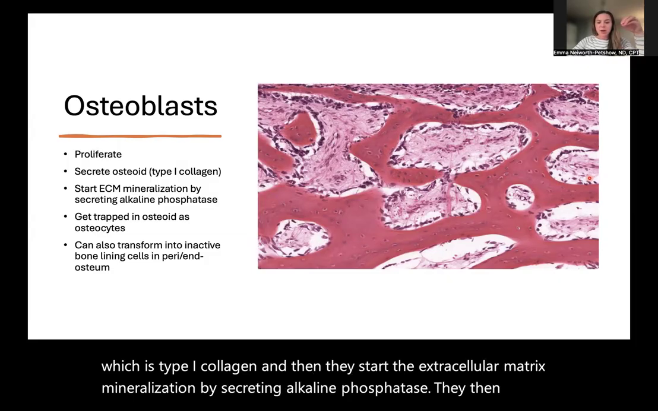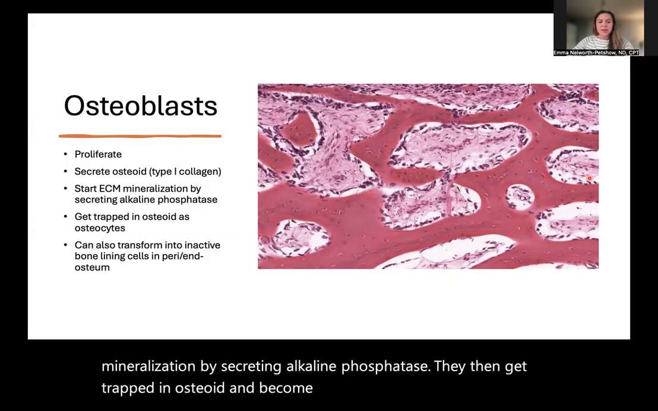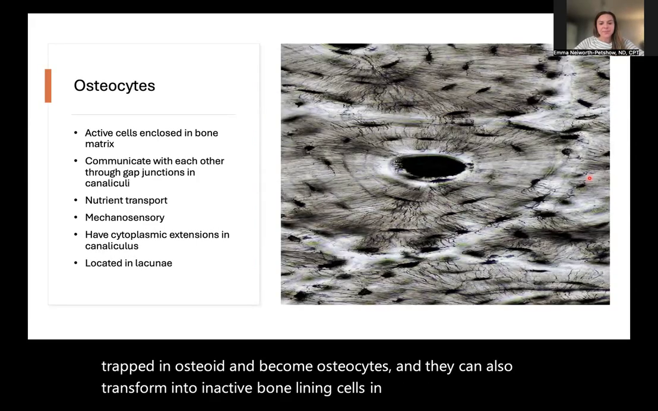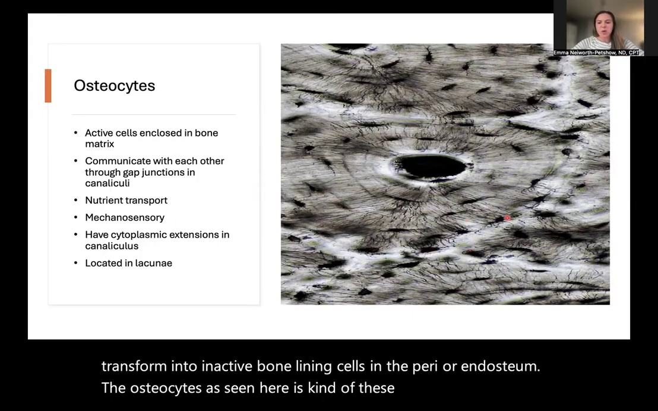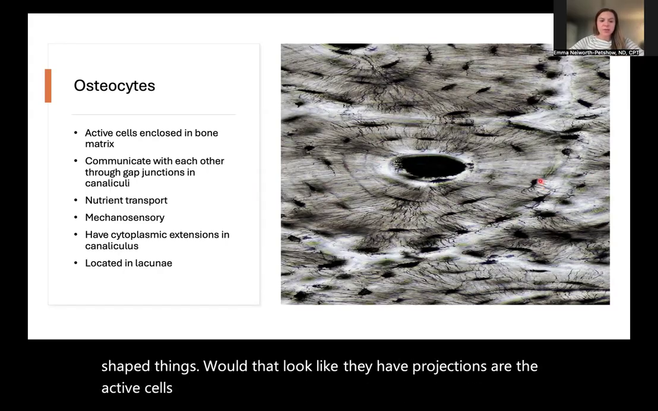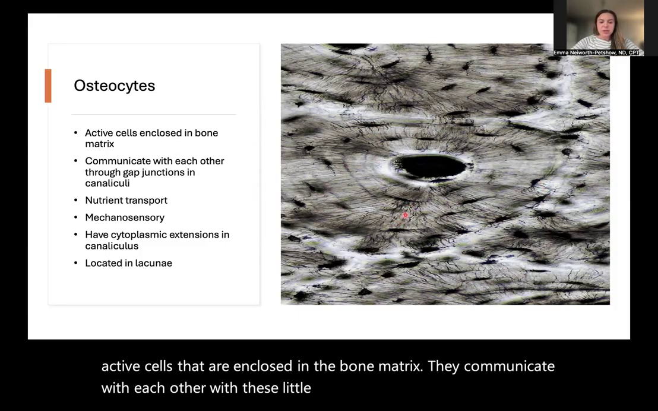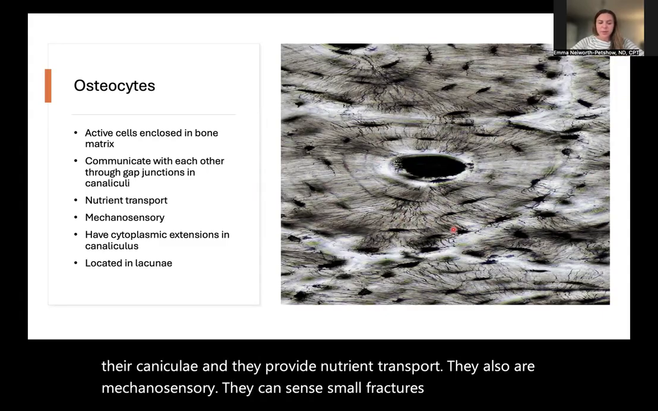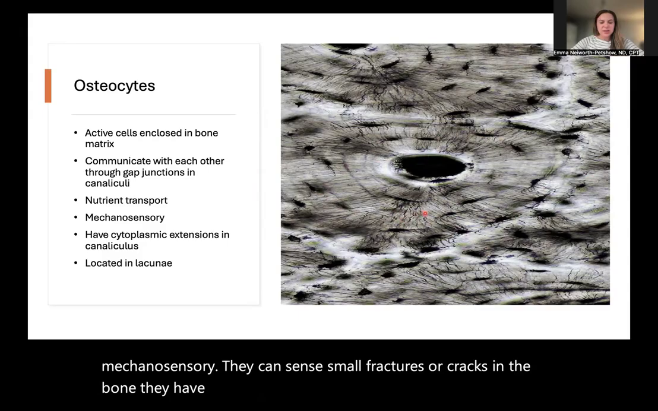They then get trapped in osteoid and become osteocytes, and they can also transform into inactive bone lining cells in the periosteum or endosteum. The osteocytes, as seen here, are these black, almost oval-shaped things that look like they have projections, and are the active cells that are enclosed in the bone matrix. They communicate with each other through little canaliculi via gap junctions, and they provide nutrient transport. They are also mechanosensory. They can sense small fractures or cracks in the bone. They have cytoplasmic extensions, as you can see in the canaliculus, and they are located in lacunae.